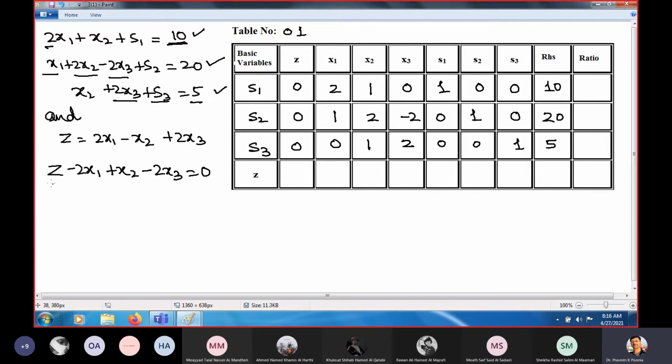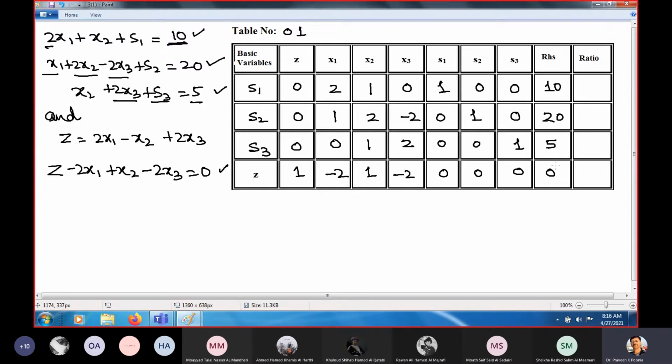Now come to the last equation. Yes, this one. Z, yes. So the Z coefficient is 1. X1, minus 2. X2, 1. X3, minus 2. S1, 0. S2, 0. S3, 0. Right hand side, 0. So dear friends, this is table number 1.